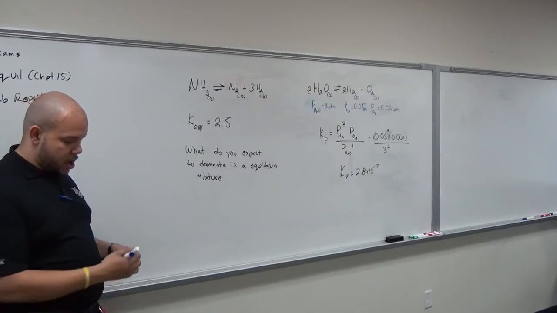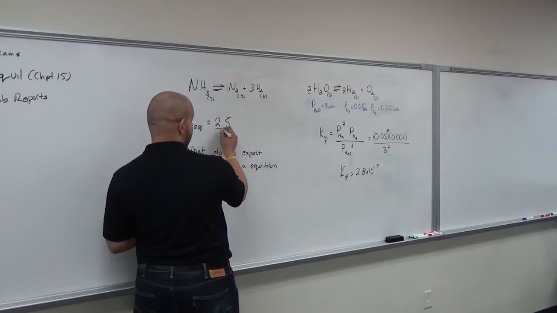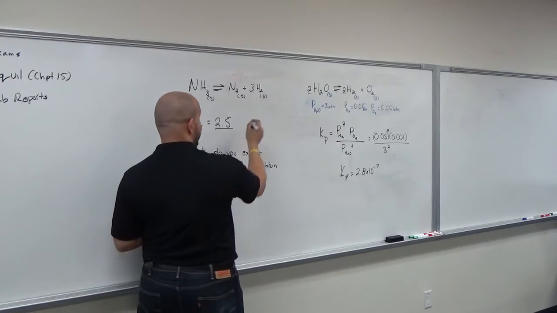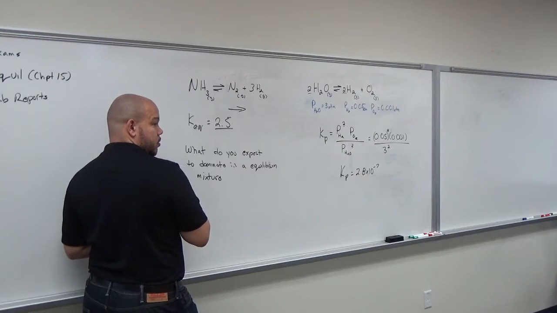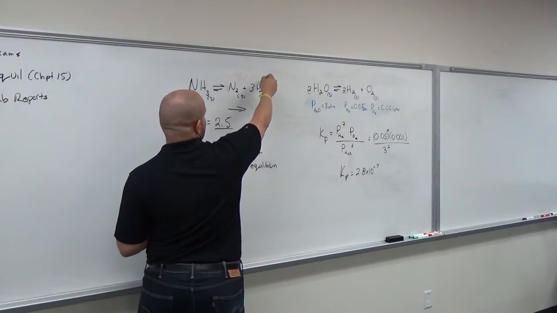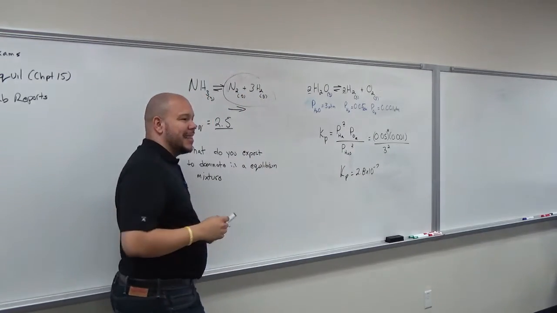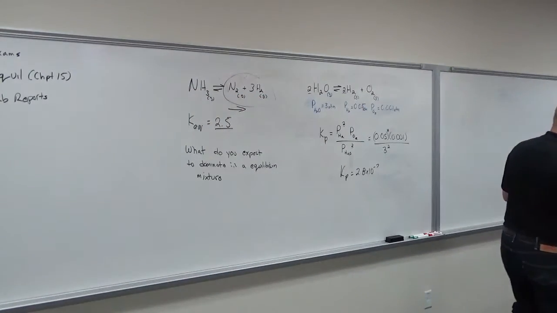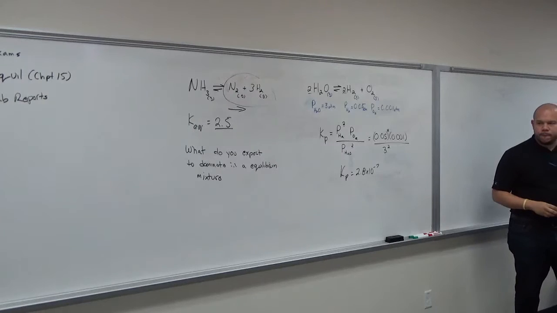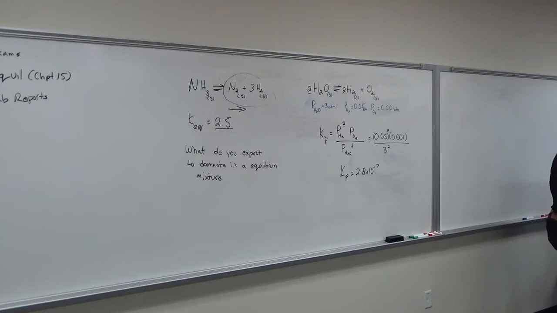Products. Why? Because this is greater than 1, therefore equilibrium lies to the right. Therefore we should expect to see a bunch of products, not that much reactants. Right? And that's just a generic statement, but it holds true for everything.